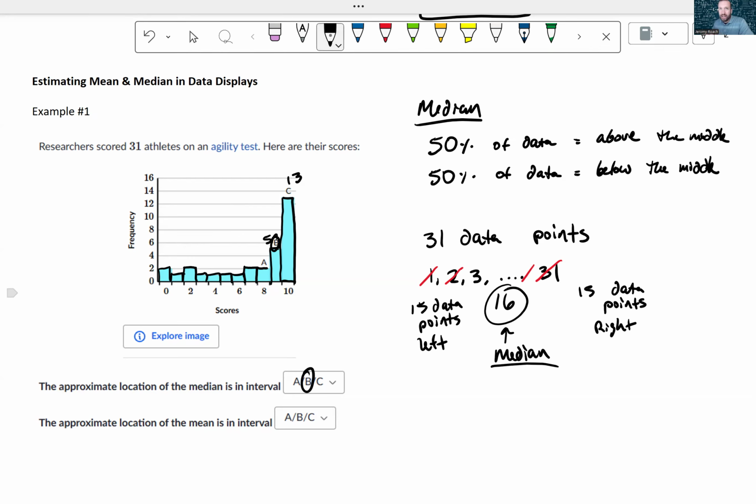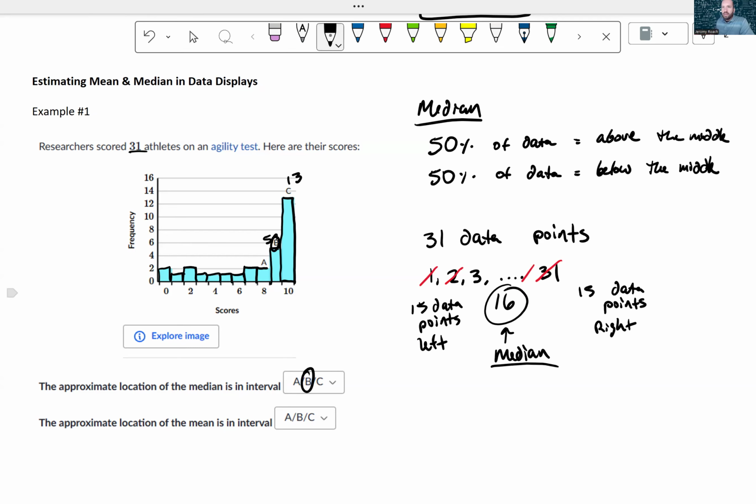Now, if you want to actually estimate this, you can. You could say, okay, where's about 50% of the data, and you could start counting. If you didn't know if it was 31 exactly, you maybe want to find that out first. But you'd check the left and the right and try to estimate where the middle is.